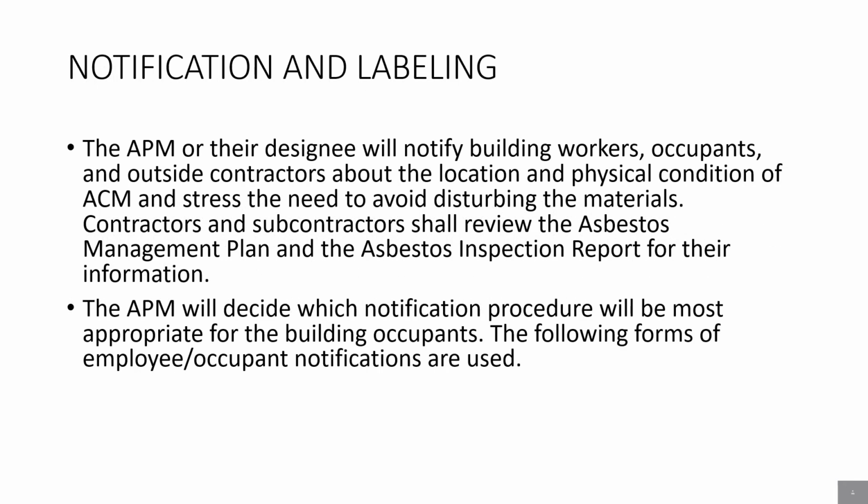Notification and labeling. The APM or their designee will notify building workers, occupants, and outside contractors about the location and physical condition of ACM and stress the need to avoid disturbing these materials. Contractors and subcontractors shall review the asbestos management plan and the asbestos inspection reports for their information. The APM will decide which notification procedure will be the most appropriate for building occupants. The following forms of employee or occupant notifications will be used.